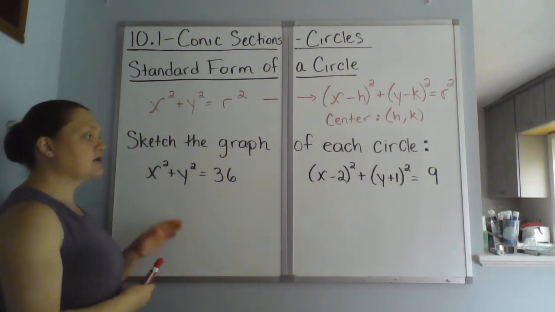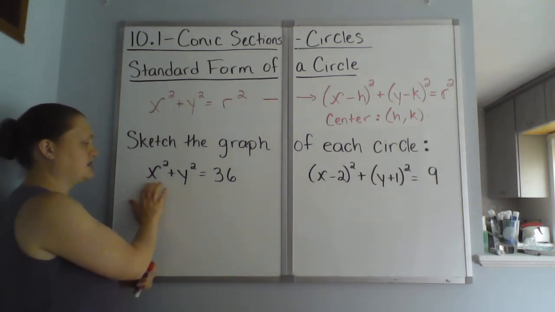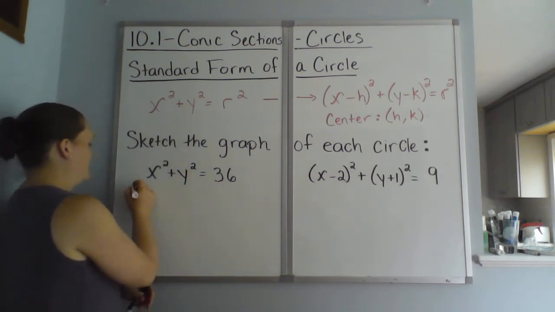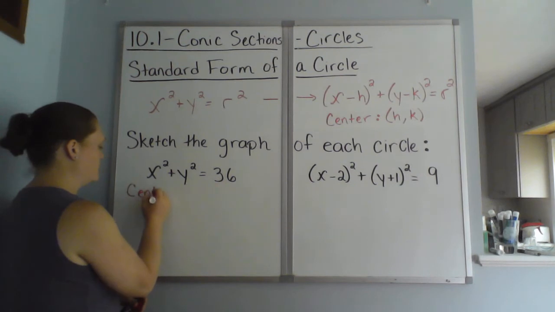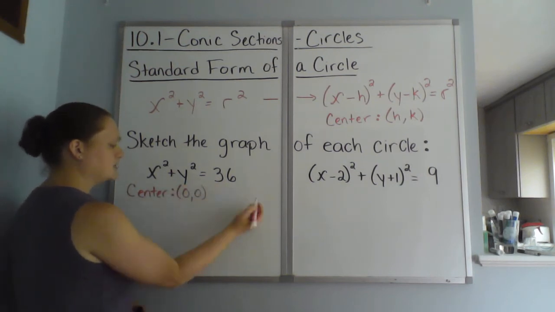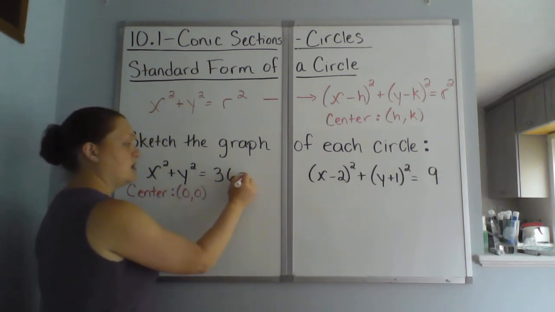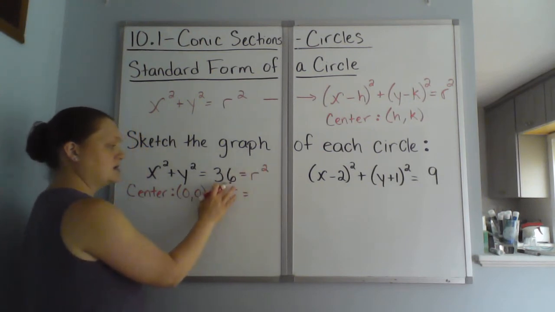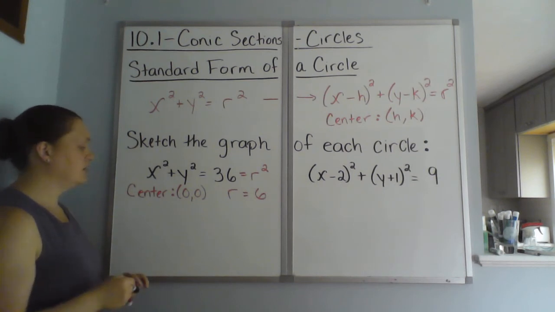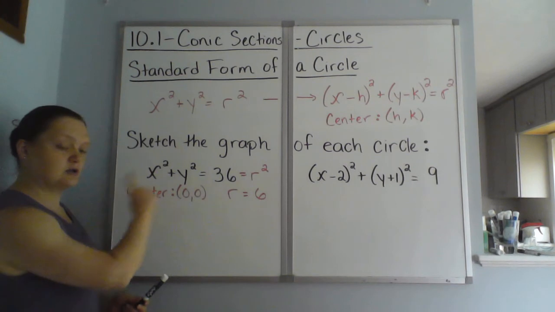Now we want to go through and graph these circles. For the first one, because there's no addition or subtraction with the x or the y, this is centered at 0, 0. In every equation of a circle, before you graph it, you want to identify where your center is, and also what your radius is. Remember, this is equal to r squared, so the radius here will be 6. When you draw your graph, you want to mark your center, and then mark a point above and below, and also left and right.